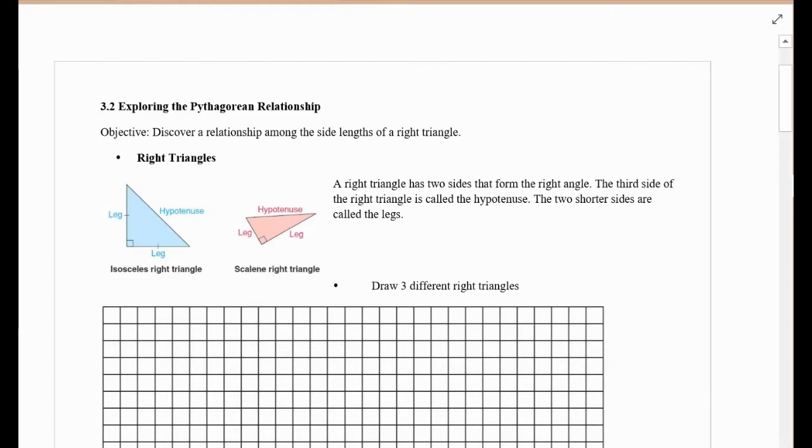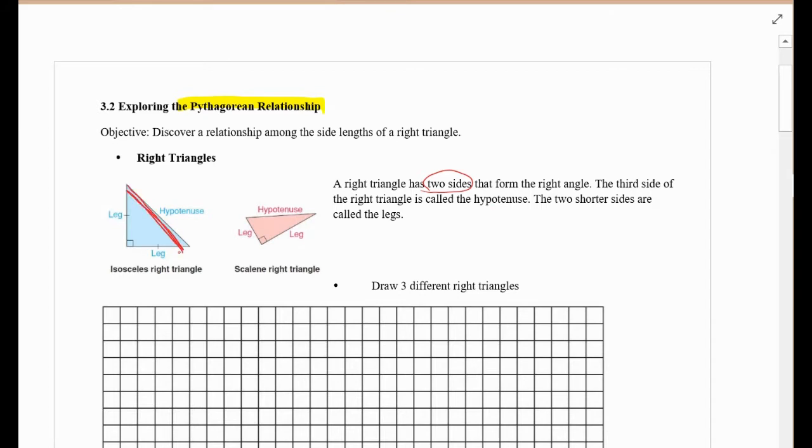Today we're going to learn the Pythagorean relationships. Okay, so the objective: discover a relationship among the side lengths of a right triangle. When you have a right triangle, it has two sides that form the right angle. Those two sides are forming a right angle, and we call them legs. Those are two legs, and the third side of the right triangle is called the hypotenuse.